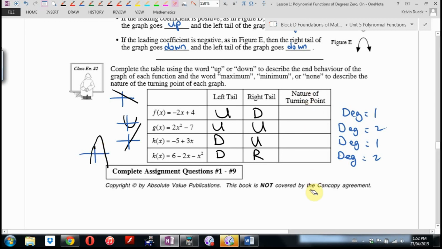What's the last column we're filling out? That means either it has a turning point that's a maximum, it has a turning point that's a minimum, or maybe it has no turning point at all. So we have none, max, or min. I can't use M as my abbreviation because min and max both begin with M, so I'll have to go with max and min.